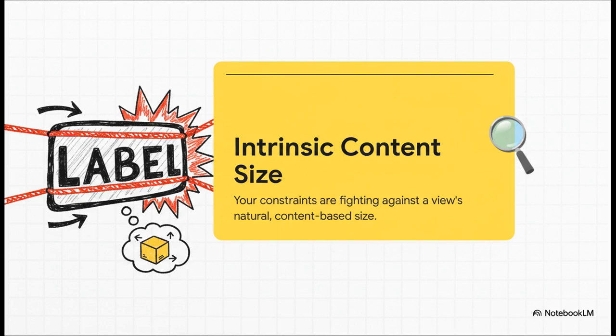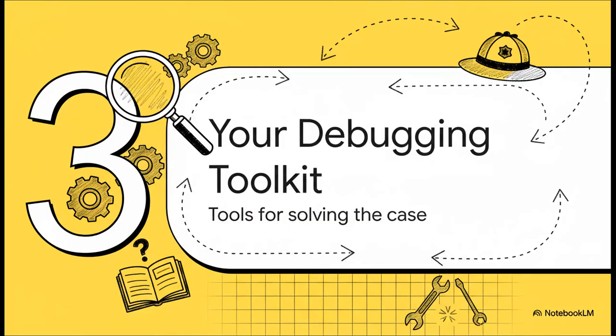This is often where those compression priorities we just talked about become so important. You're basically telling the system how to resolve the fight. Okay, we have met the suspects. Now it's time to open our detective's toolkit. These are the awesome instruments Xcode gives us to investigate the crime scene and bring these layout criminals to justice.